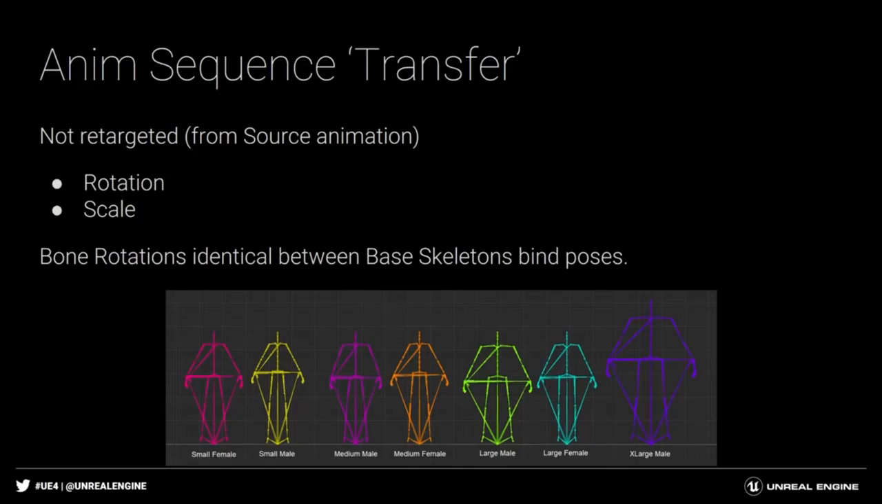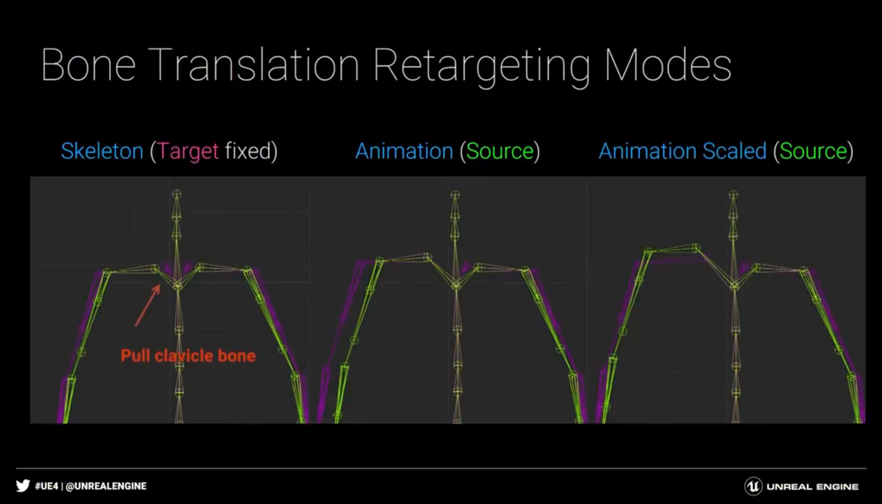Earlier we locked rotations between all of these base skeletons, so we don't need to do any retargeting there. And the scale gets picked up because of the proportions between the different skeletons. So that means translation is the last thing that remains. And we used to have 3 modes to do this retargeting. The first one is skeleton, and that means it takes the translation from the skeleton in bind pose. So for this specific example, we're trying to pull the clavicle node up, but because the bind pose is static, nothing happens.